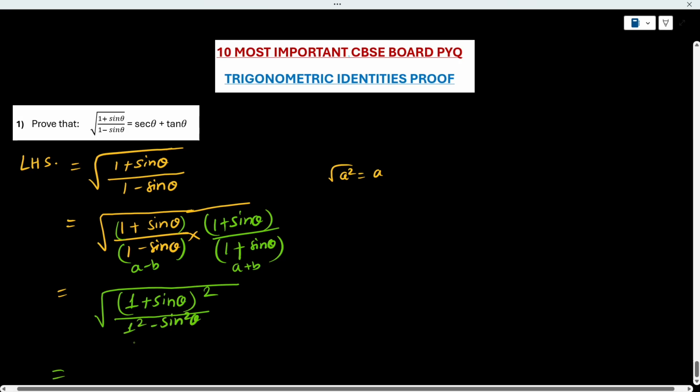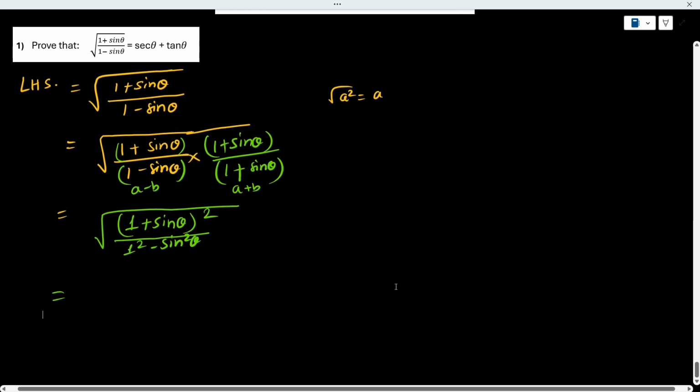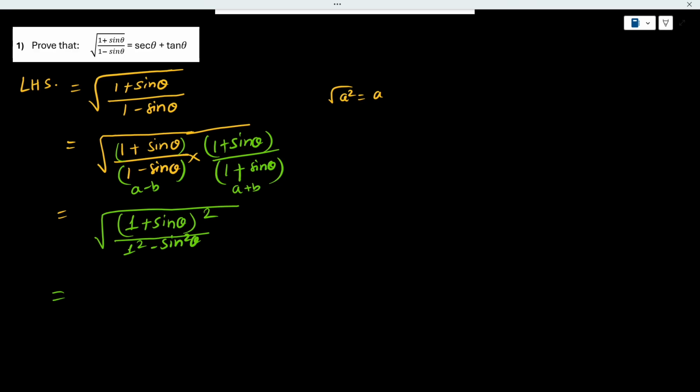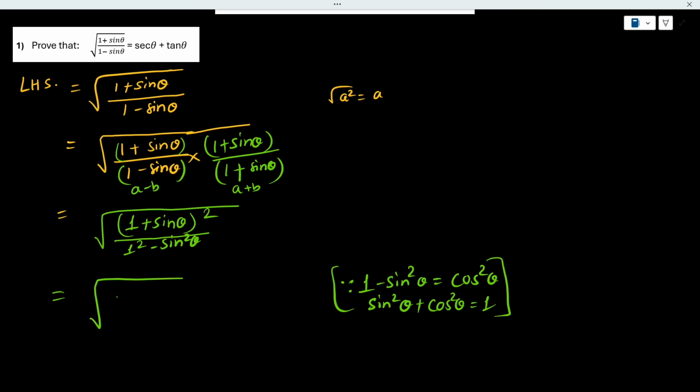Now you know the identity: a square minus b square. In the denominator, 1 minus sine square theta is cos square theta. You need to mention this, or you can write down the first trigonometric identity, sine square theta plus cos square theta is 1. So I'm using that. The denominator also becomes a perfect square, so we get cos square theta.